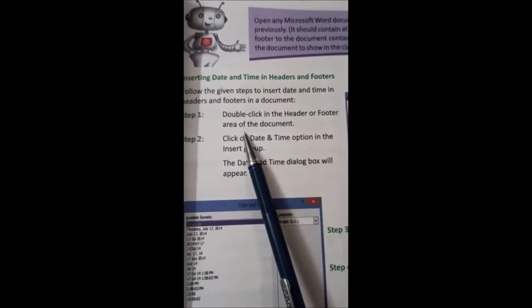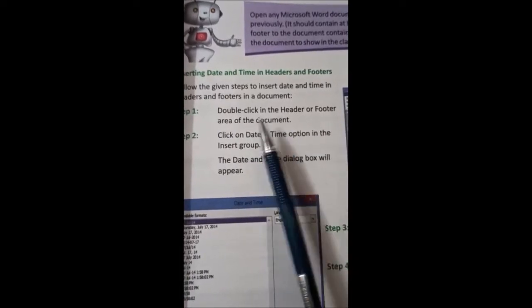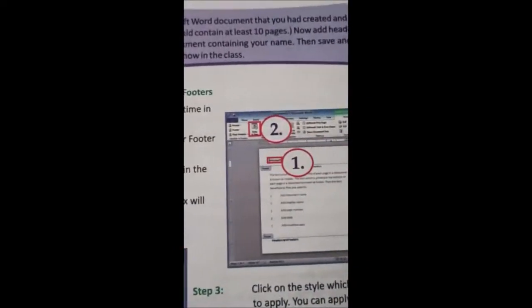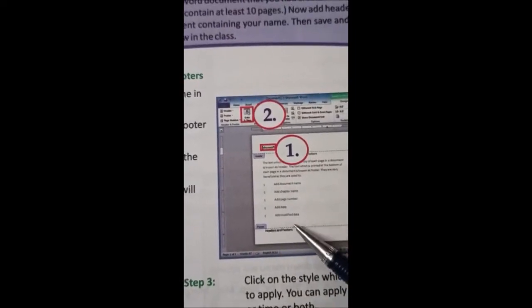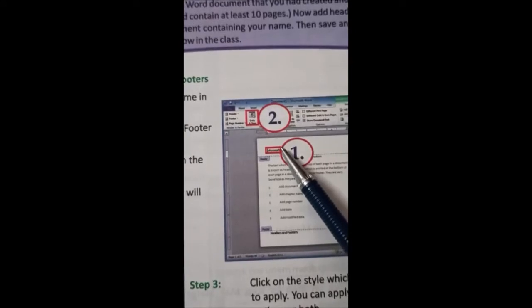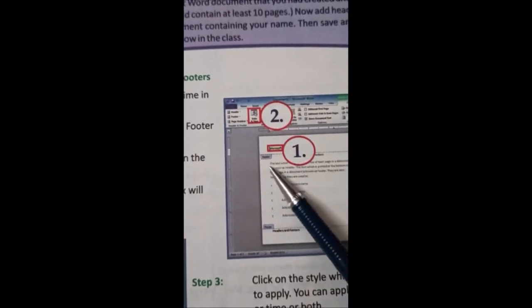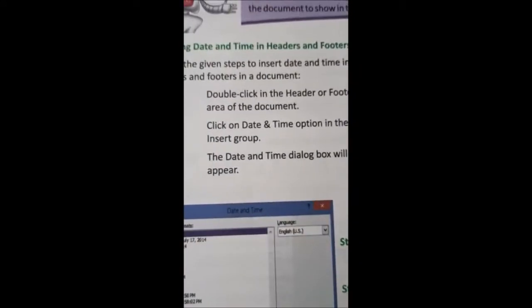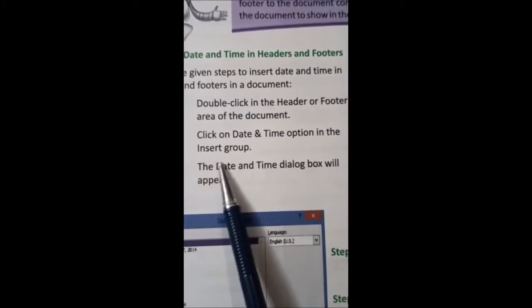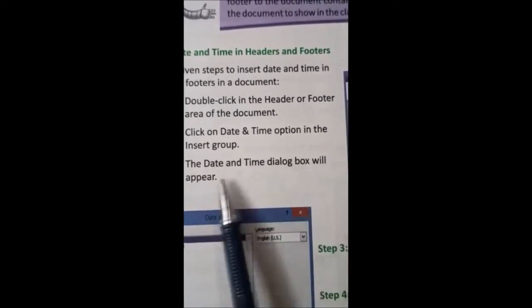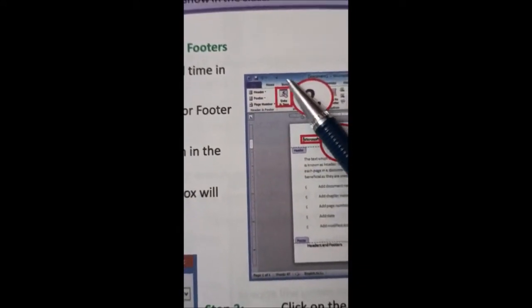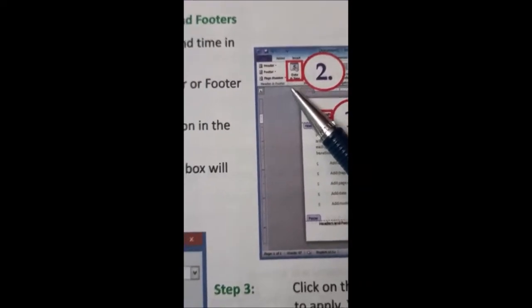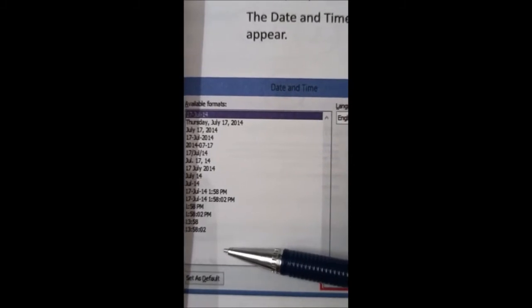Okay, first step is double click in the header or footer area of the document. On any of them, either on header or maybe footer, we will double click. Okay, so here it is double clicked on the header option. Okay, so click on date and time option in the insert group. The date and time dialog box will appear. We will click on date and time option in the insert group. Okay, like this, and we will find that date and time dialog box will appear.